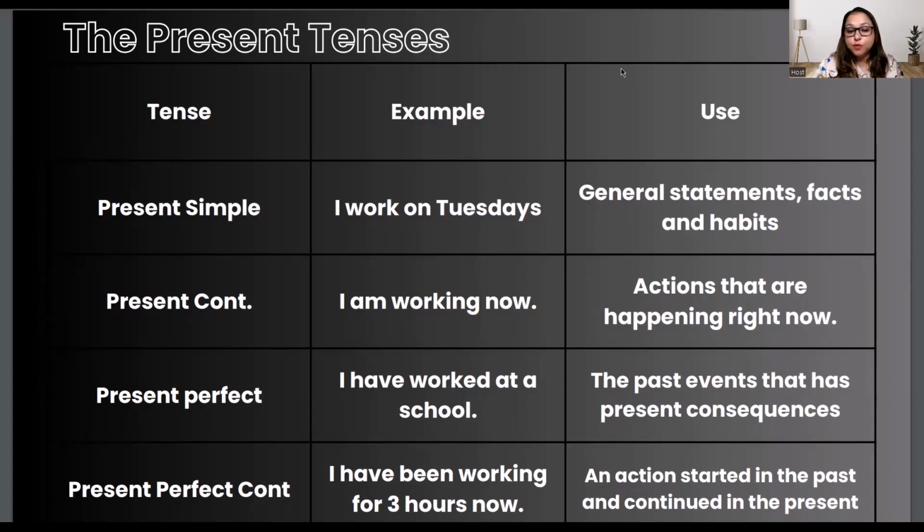And the third one is present perfect. I have worked at a school. And the usage of it is past events that have present consequences. Okay, so I'll explain each and every tense in detail, but for now, present perfect continuous, I have been working for 3 hours now. So it's a continuous action. An action started in the past and continued in the present.